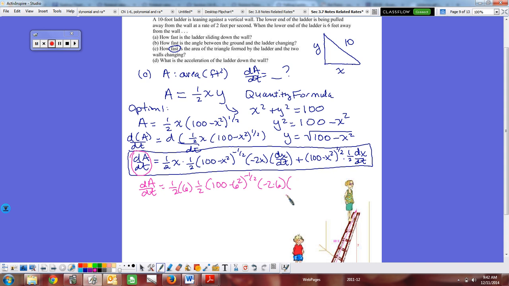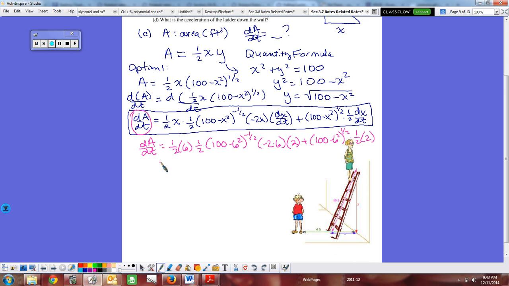Our dx/dt was 2 feet per second, 2, plus my 100 minus 6 squared to the 1/2 times 1/2 times my dx/dt, which is 2. So plug everything in, and then from that point we just have arithmetic in order to calculate our dA/dt. I am going to leave this to you to verify, and you would end up with 7/2 feet squared per second. All right, so that's option 1.